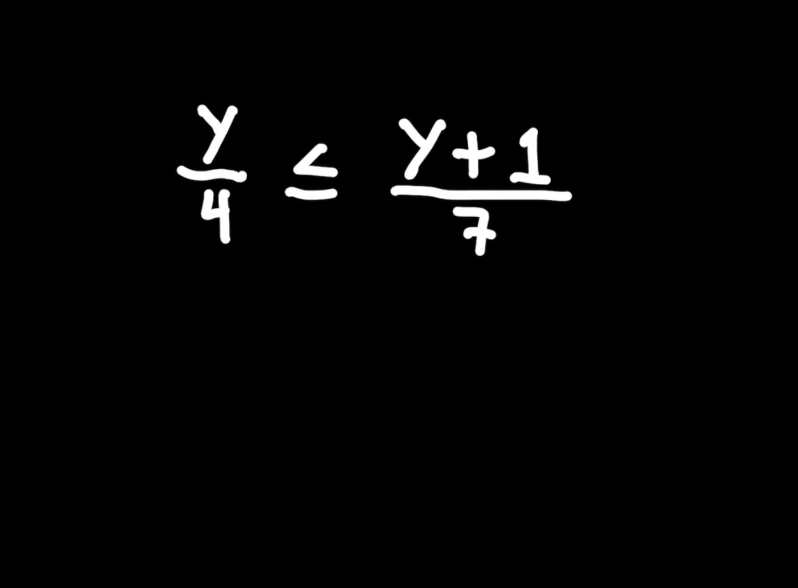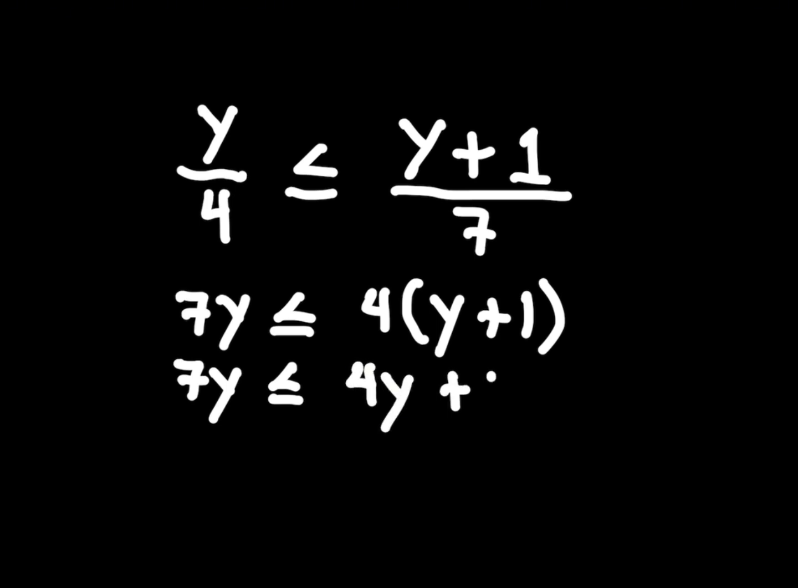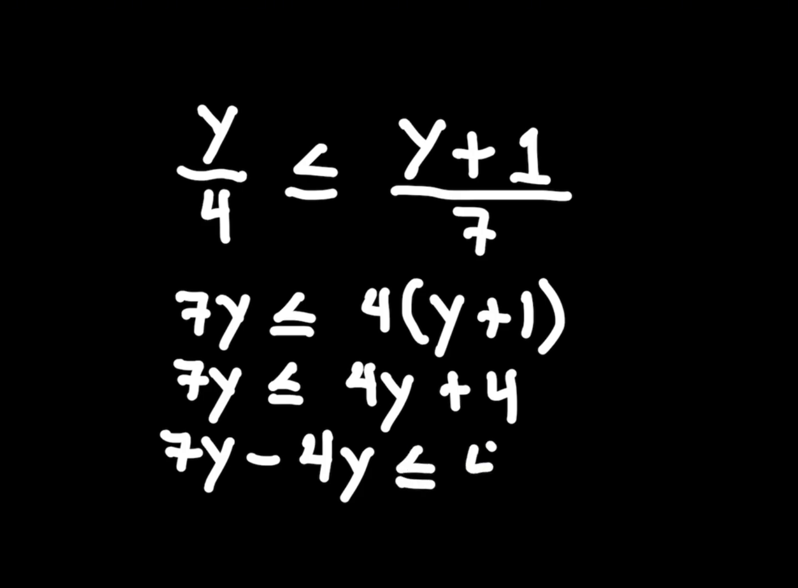So in this kind of problem, you have to simplify the equation. So cross multiply: 7 times y, which is 7y, and then 4 times the quantity y plus 1. Then after that, you have to simplify: 4 times y is 4y, and then plus 4 times 1 is 4. Then move 4y to the left side, so it will become 7y minus 4y less than or equal to 4. Then 7y minus 4y is 3y less than or equal to 4.